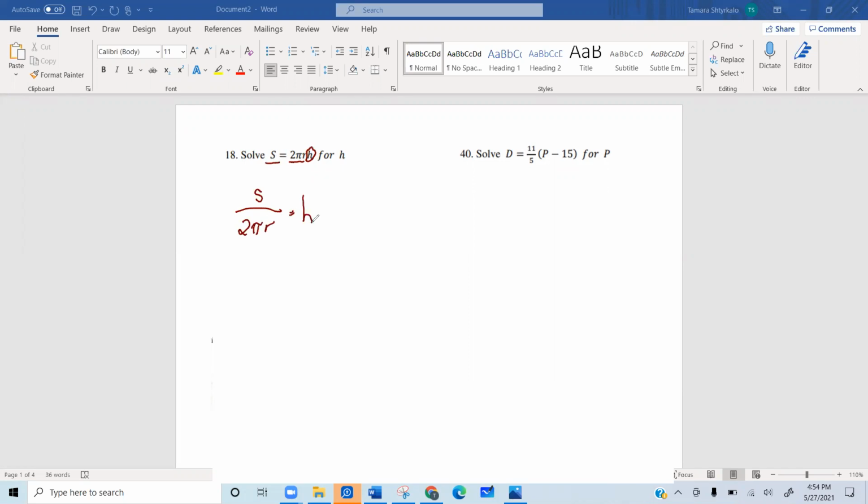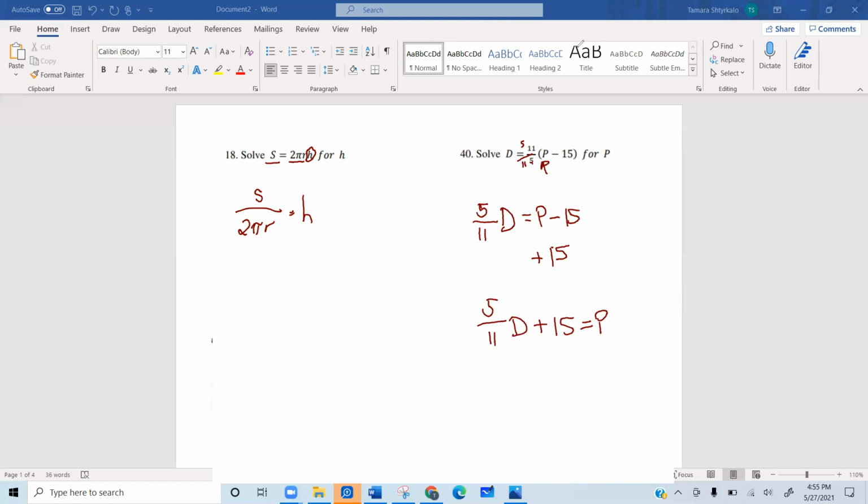Let's do another one. This time we want to solve for p. So what we're going to do is a little trick, because that's an 11/5. We will multiply both sides by the reciprocal, which is 5/11. So once you multiply both sides, that d will have a 5/11, and then you'll just have p minus 15. Notice I am not putting those parentheses anymore. I don't need to because I broke it up once I got rid of that 11/5. And then I want the p by myself, so I'm going to add 15 to both sides. So I will have 5/11 d plus 15 equals p.